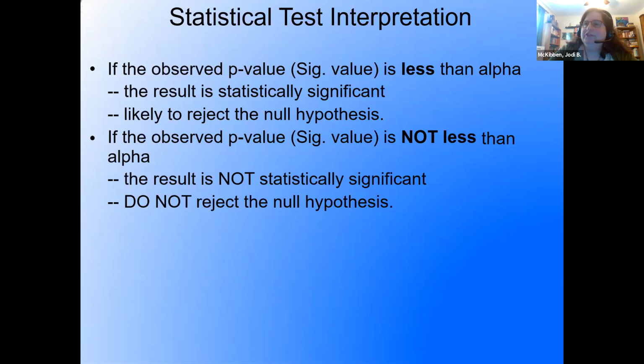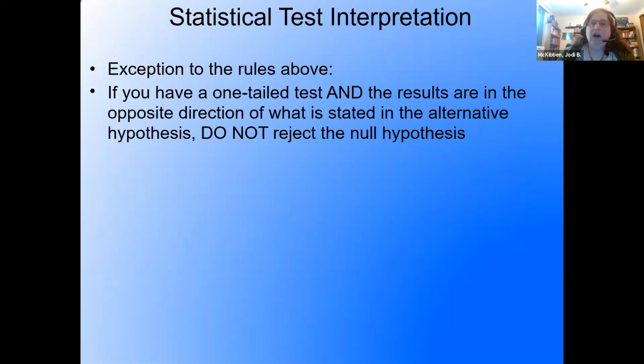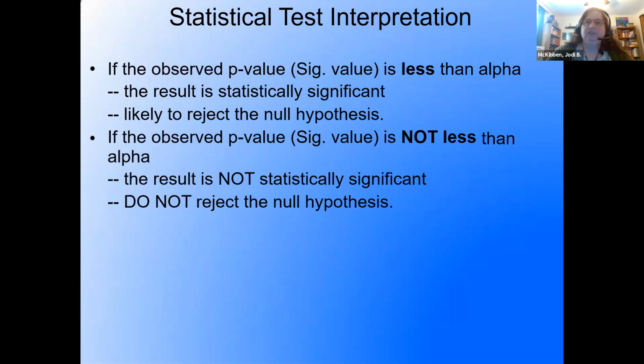So again, I'm hedging my bet with the likely there. Why? Same reason. If it's two-tailed, you're done. If it's two-tailed and your p is less than alpha, your result's significant, you reject. But if it's one-tailed, the result may be statistically significant if p is less than alpha, but if it's one-tailed and the results are in the reverse direction of what you predicted, you're not going to reject the null. Okay.